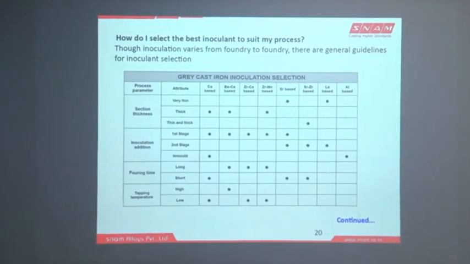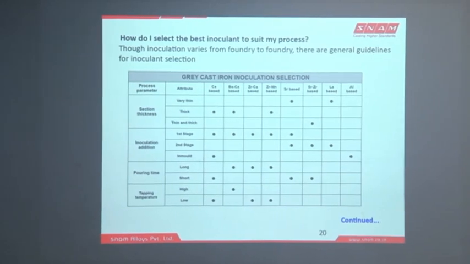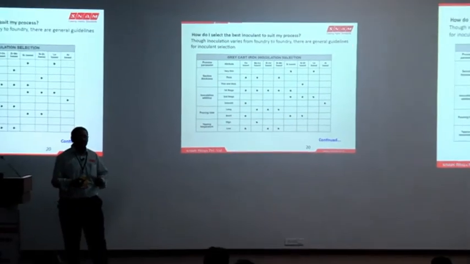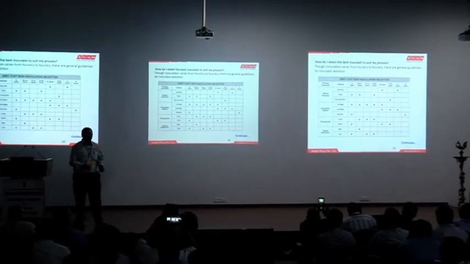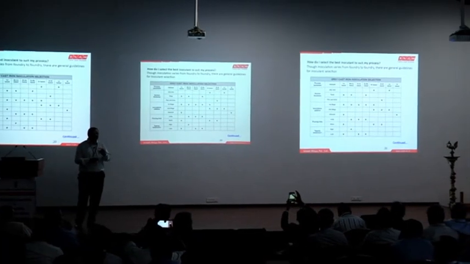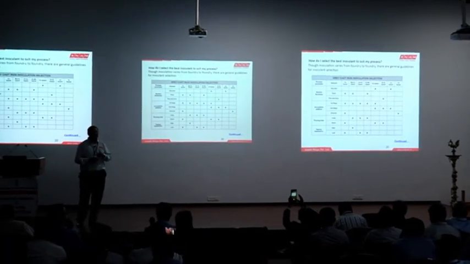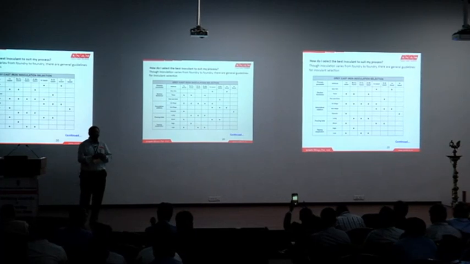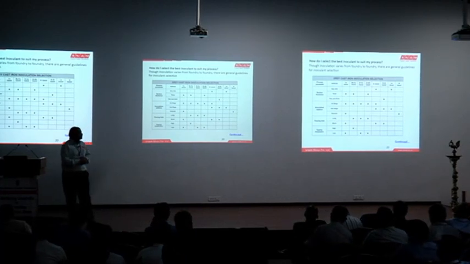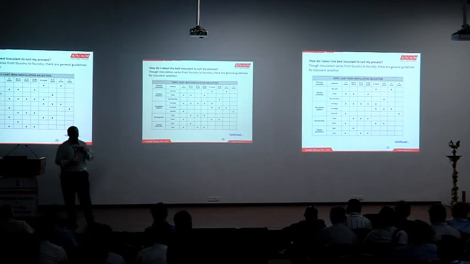Say for example, foundry A producing the same component, foundry B producing the same component might not be able to produce with the same inoculant or the same addition rate of the inoculant. So it is like the medicine you take, it should suit your body conditions rather than a common medicine which is going to be a cure for everybody. So all these are arrived at by trial and error and establishment basis only.